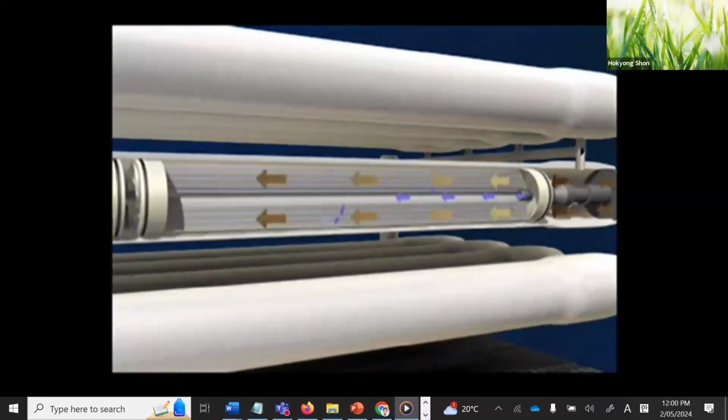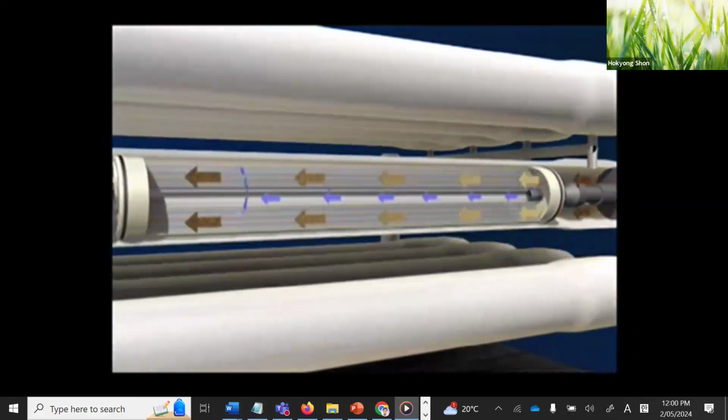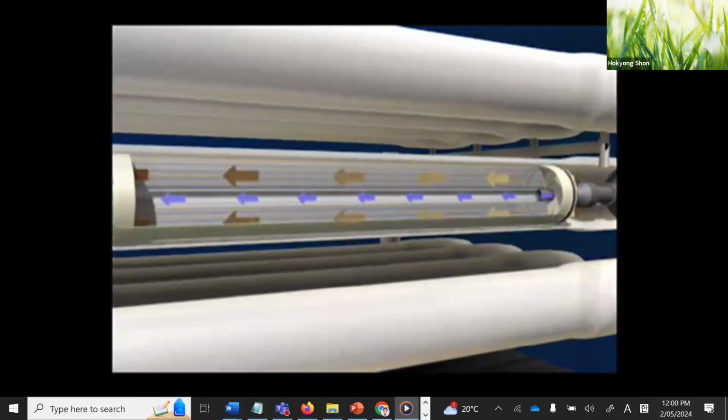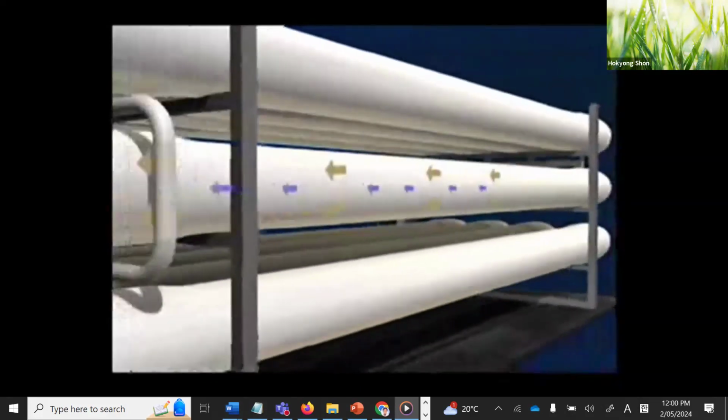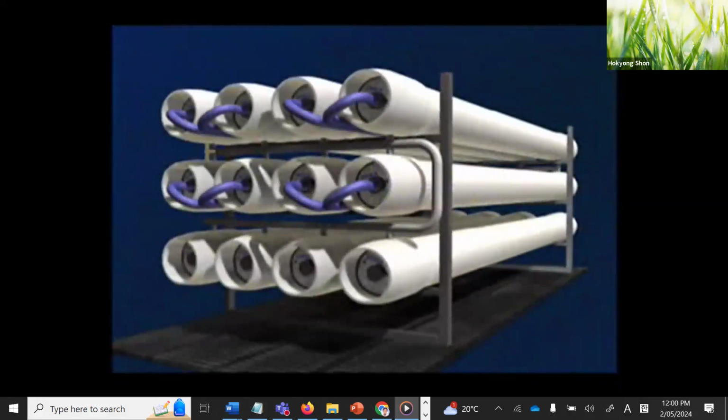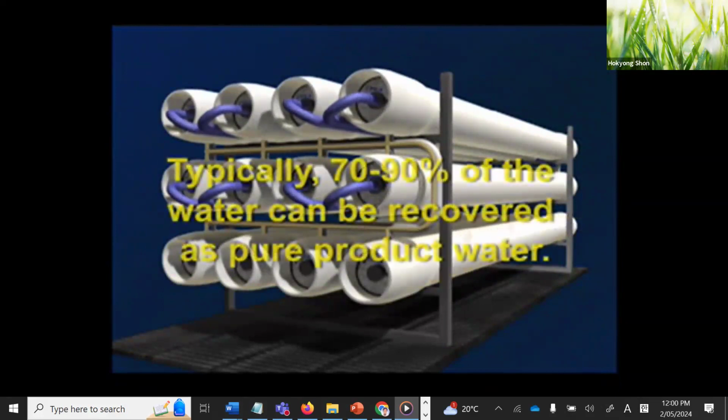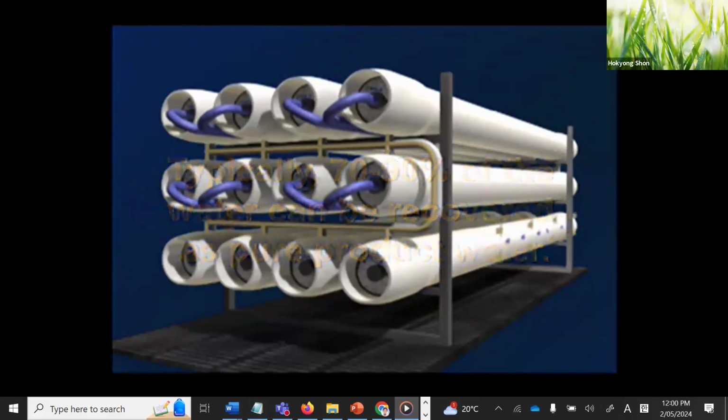The feed water that does not permeate through the membrane becomes enriched in salts as it travels through the feed channel spacer due to permeate water being removed. Typically, 8 to 10% of the water is removed in one 40-inch long membrane element. The permeate water then flows out the end of the vessel and is collected as the product, and the reject or concentrate from that vessel may then flow through another vessel, producing more permeate. The remaining concentrate may then be disposed of as waste or partially recycled as the feed. Typically, 70 to 90% of the water can be recovered as pure product water.